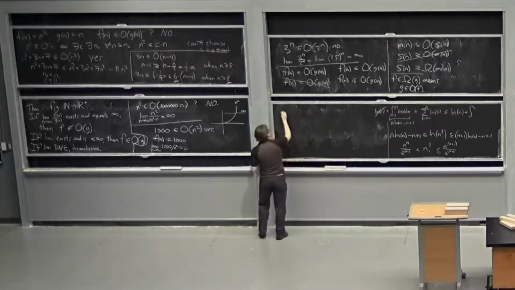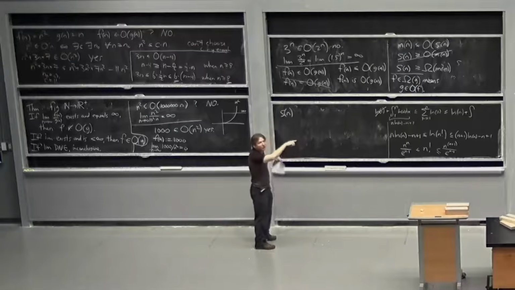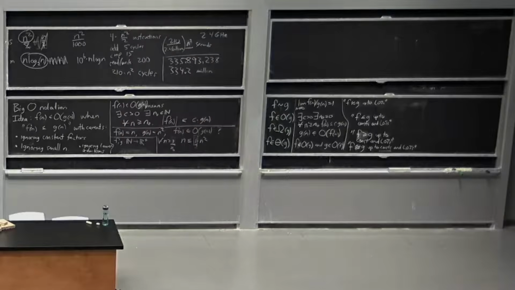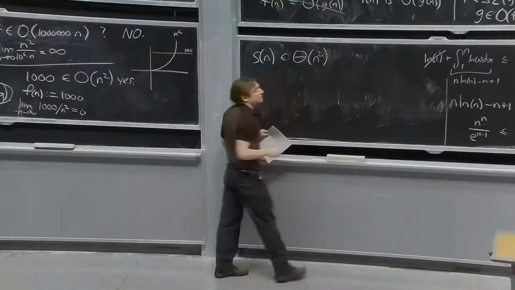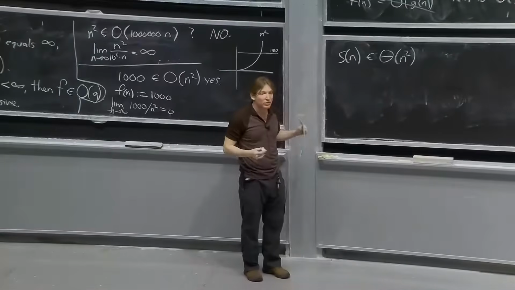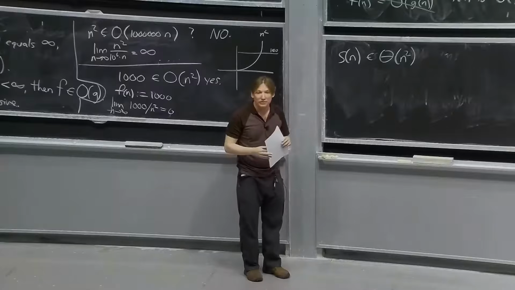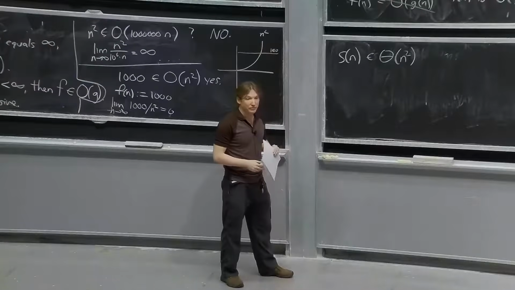So we can say that our S of n function, our swap sort, our simple sort function, n squared over 2 and junk, is in theta of n squared. It's both greater than n squared and less than n squared if you're allowed to put constants in there. All right?